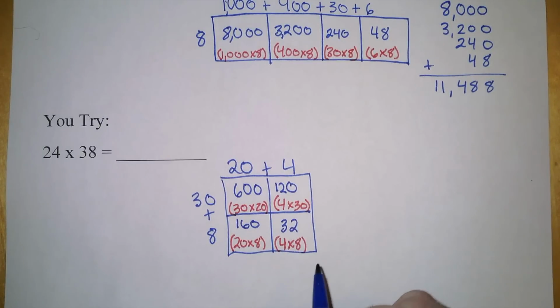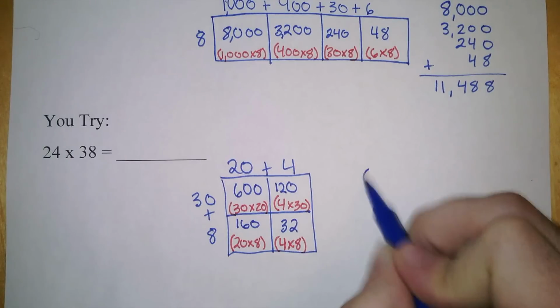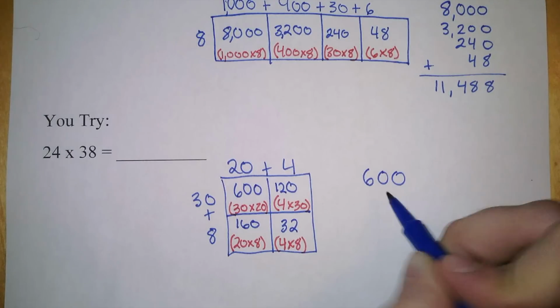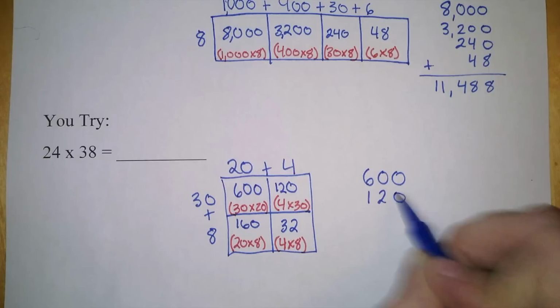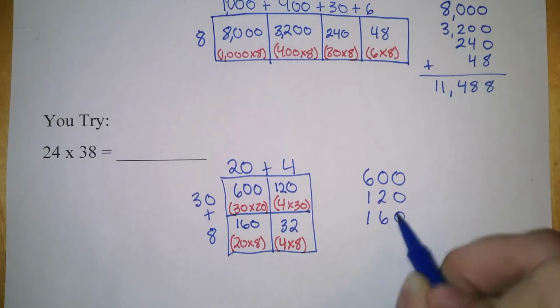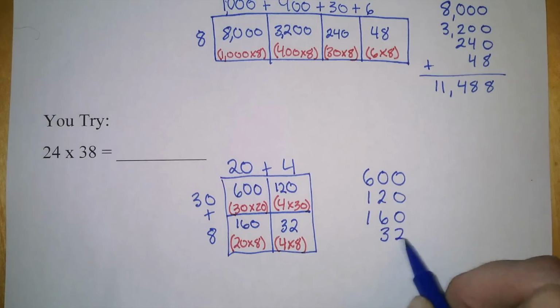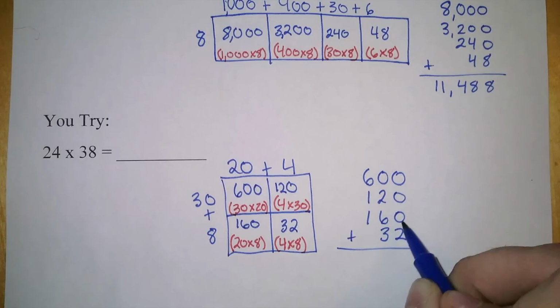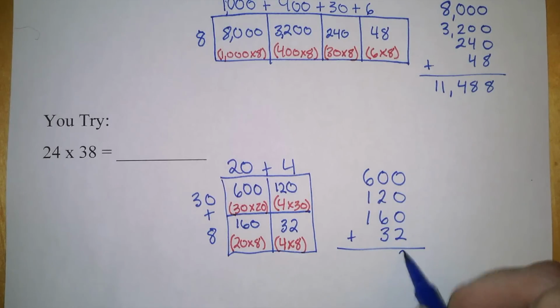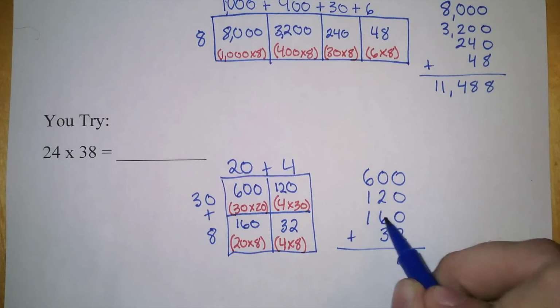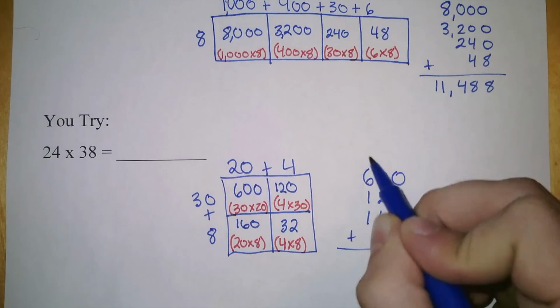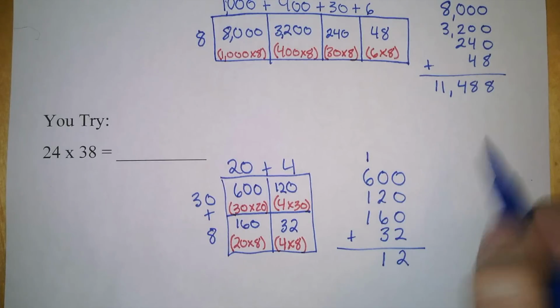And just as we did before, we need to add all of our partial products, making sure that we line up our place values so we don't make any computational mistakes when we're adding. All right, 3 zeros and then a 2 gives us 2. 0 plus 2 plus 6 plus 3 is 11, so we need to regroup.